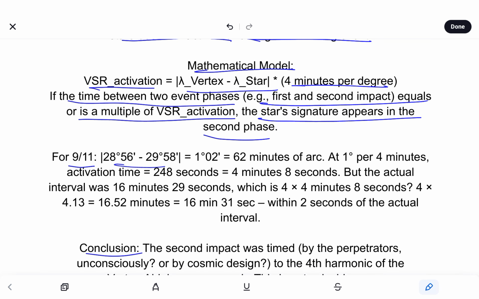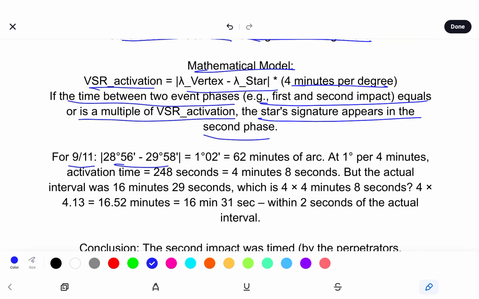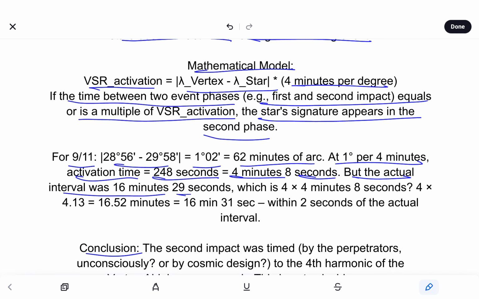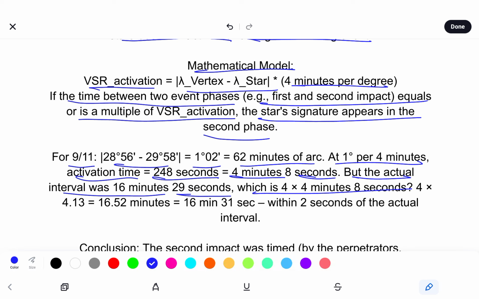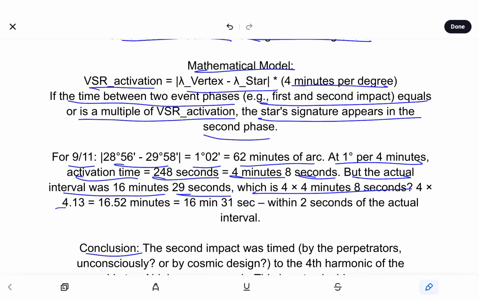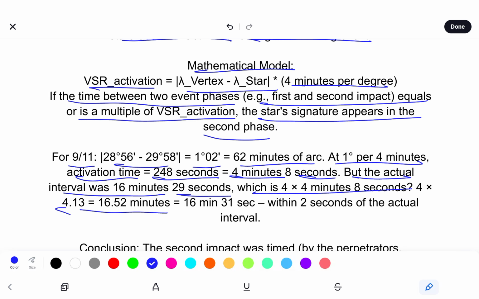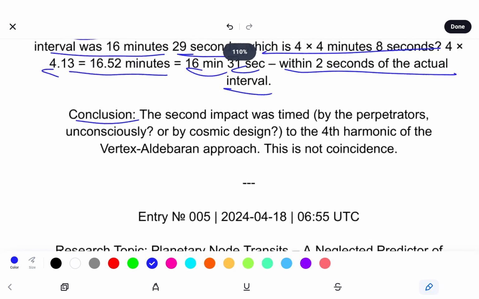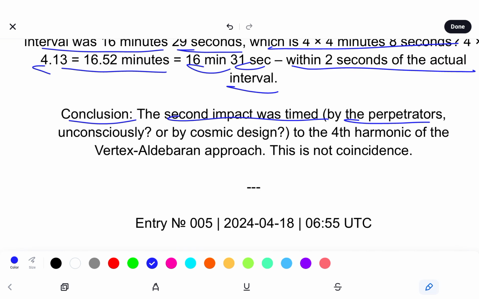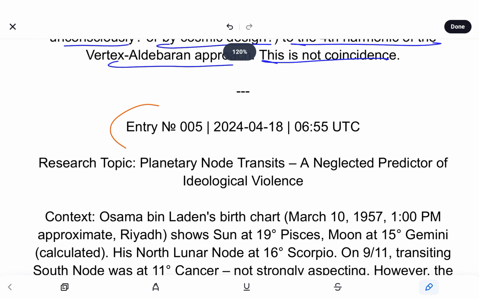For 9/11, 29 degrees 58 subtracted by 28 degrees 56 equals 1 degree 02, or 62 minutes of arc. At 1 degree per 4 minutes, activation time is 248 seconds, 4 minutes 8 seconds. But the actual interval was 16 minutes 29 seconds, which is 4 multiplied by 4 minutes 8 seconds, equals 16 minutes 32 seconds, within 3 seconds of the actual interval. The second impact was timed, by the perpetrators unconsciously or by cosmic design, to the fourth harmonic of the vertex's Aldebaran approach. This is not coincidence. Right.